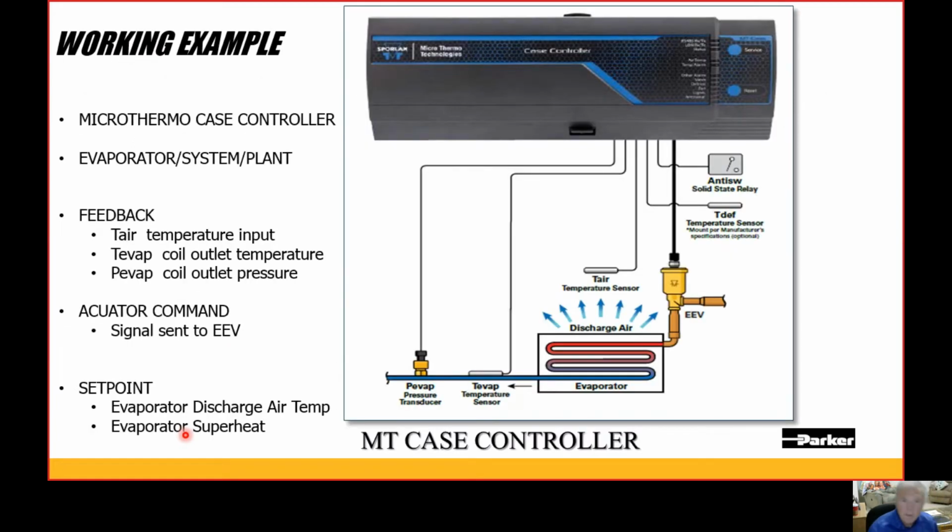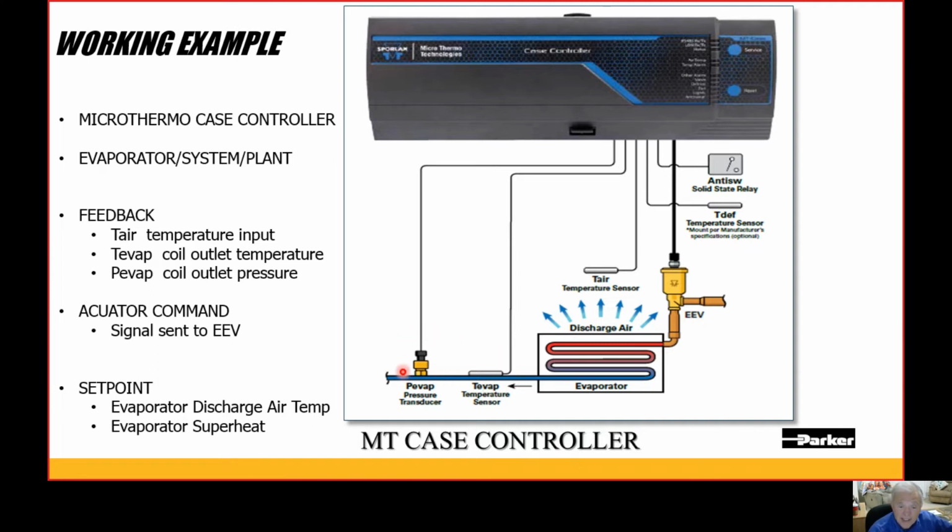So here's a working example. This is a Micro Thermo case controller. The system or plant that we are controlling is the evaporator. What is our feedback? We have temperature input, coil outlet temperature, coil outlet pressure. T air, temperature off the coil, discharge air. T evap, which is the outlet temperature of the evaporator. P evap, which is the outlet pressure of the evaporator.